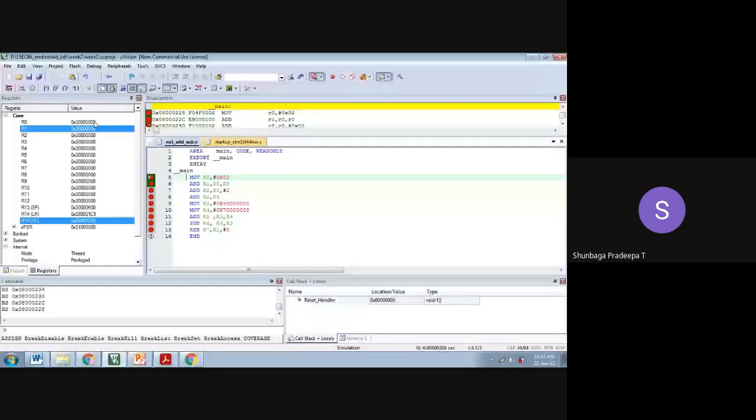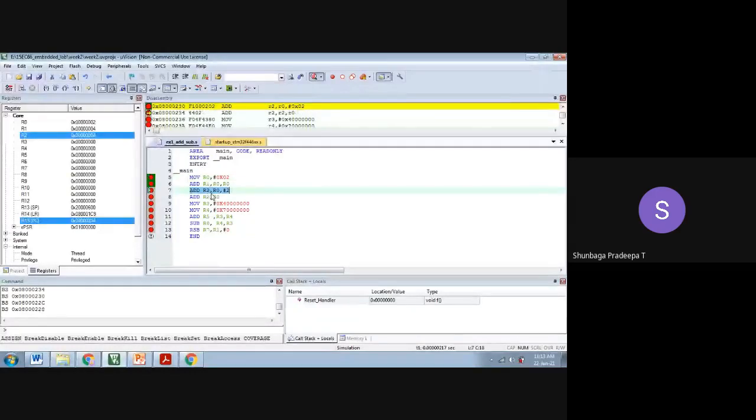Next we are executing the instruction ADD R2, R0, #2. R0 value is 2, and with that we are adding the immediate value. These two are added and updated in the R2 register. Now R2 is updated with 4 because R0 is 2, you are adding the immediate value 2, and 4 is the result. So R2 is updated.